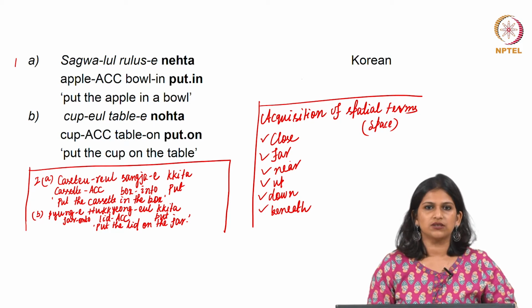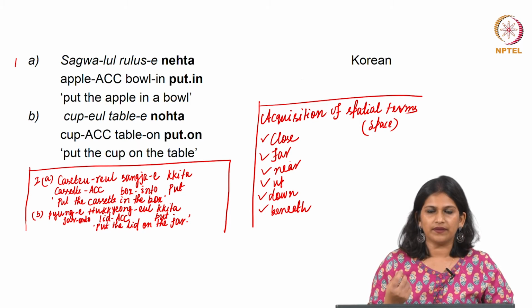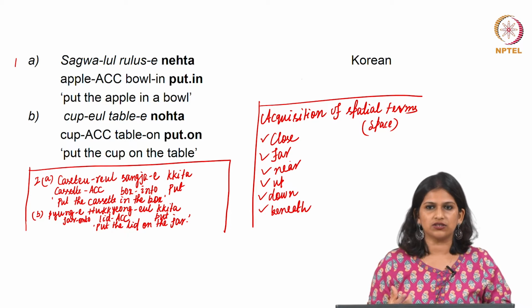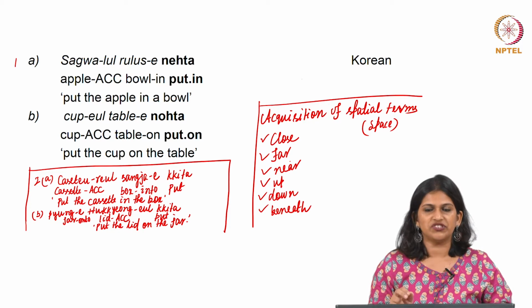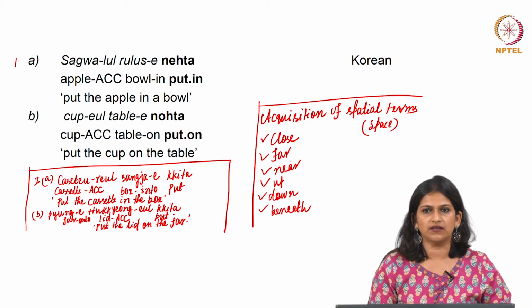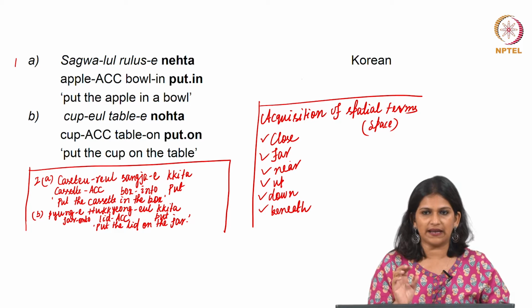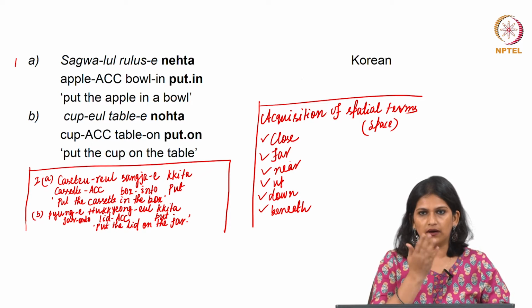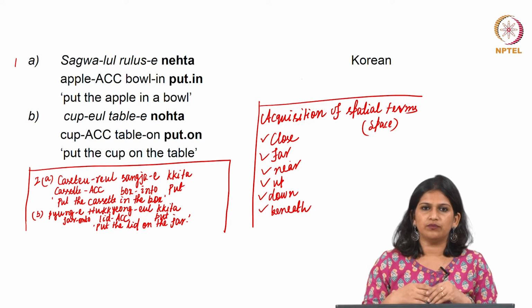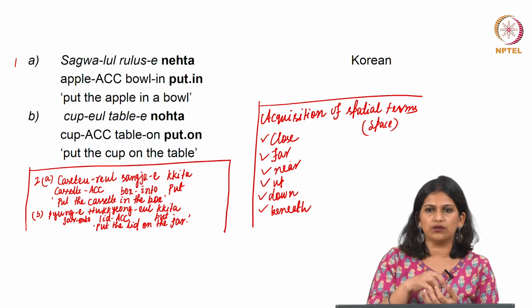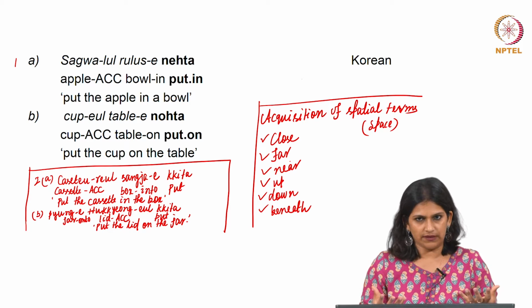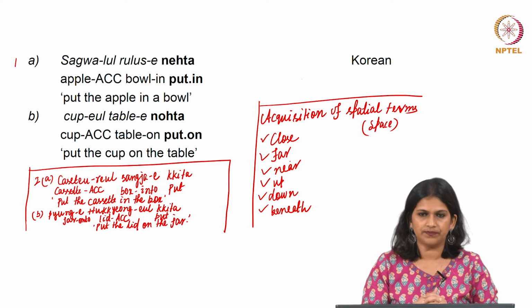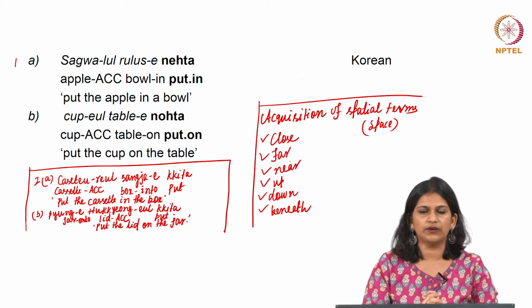In case of English, what happens, a child who is acquiring English does not have to struggle much for the different types of verbs which are used with different spatial relation words, something like in and into or in or on. Just now we saw that when you say putting an apple into the bowl and putting a cup on the table, the verbs are different in Korean, not in English.